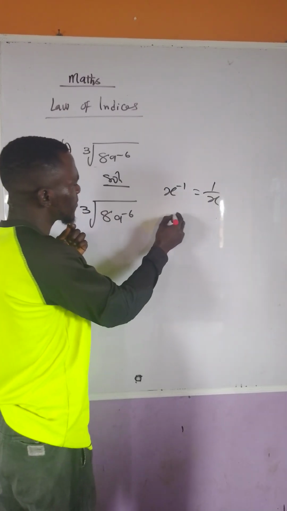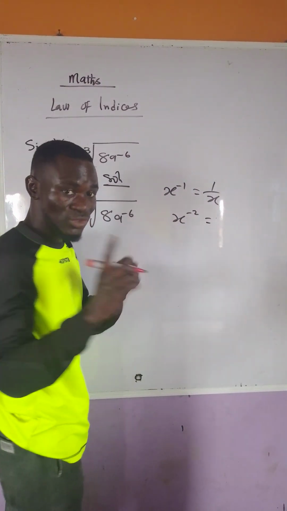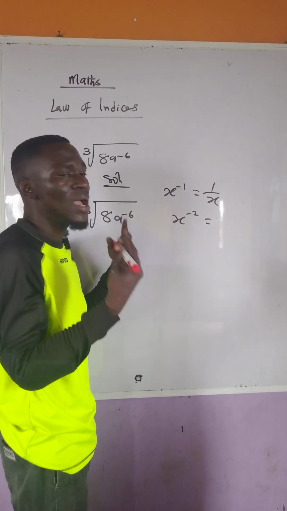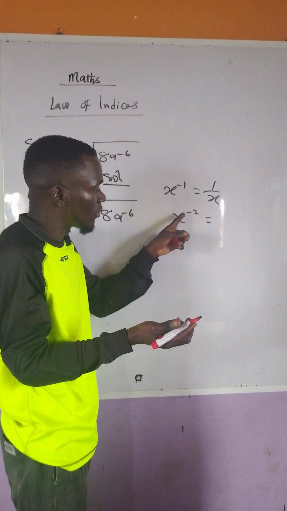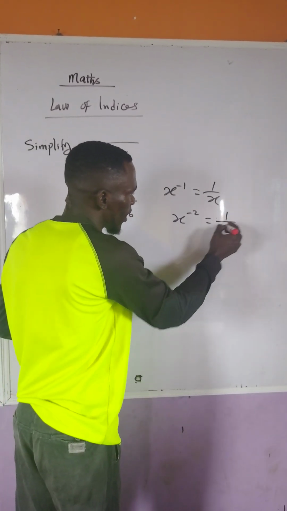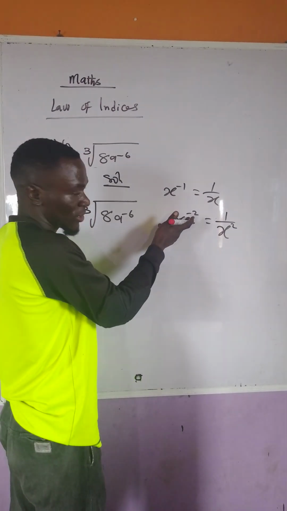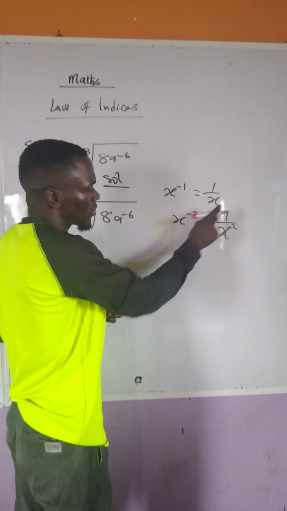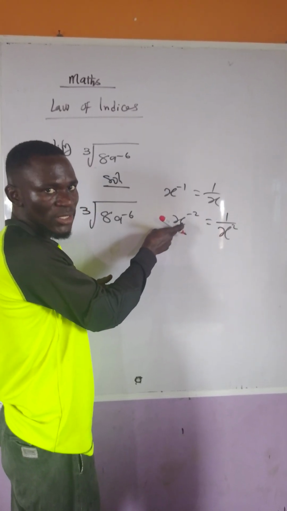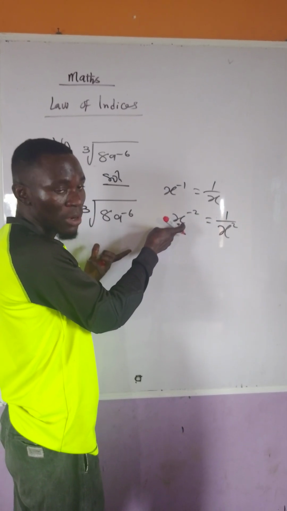What about if I have x to the power of minus 2? Don't forget, this minus means the inverse of x. That will give us 1 over x to the power of 2. That's what this simply means. The minus means the inverse of x. Why does the 2 belong to the x? Because x owns the power.